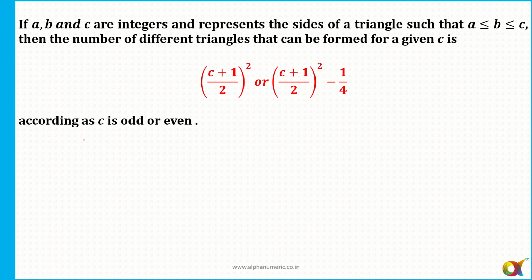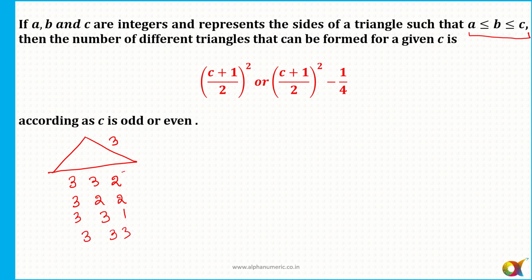Now, if there is a triangle, and I say the largest side of this triangle is equal to 3, so the largest side is equal to 3. The other two sides are less than or equal to this 3, given in this particular order. What are the different triangles that can be formed? I can say the different triangles can be 3, 3 and 2. Then 3, 2 and 2. And then I can also form a triangle like 3, 3 and 1. And one more possibility is when all three sides are equal, 3, 3 and 3. So a total of 4 triangles can be formed where all the sides are integers.